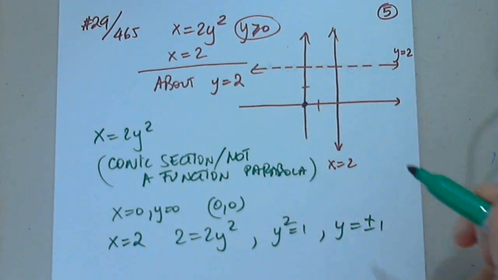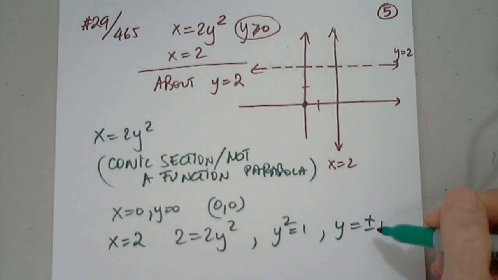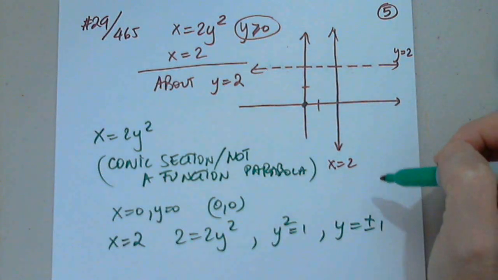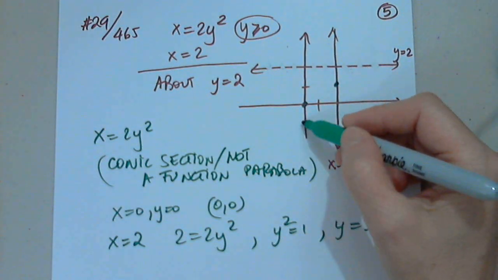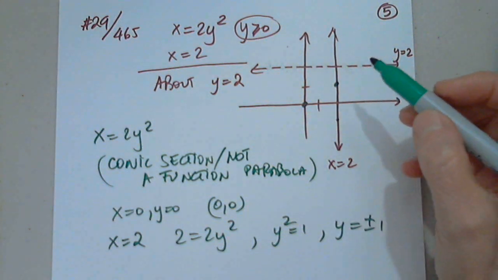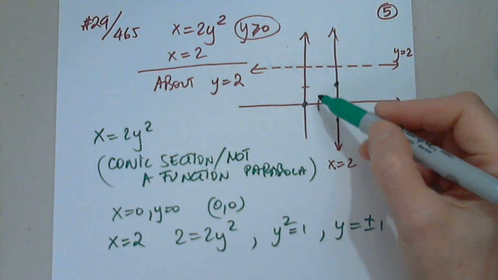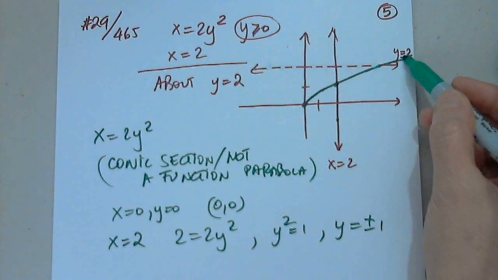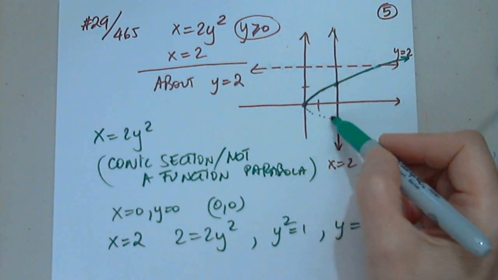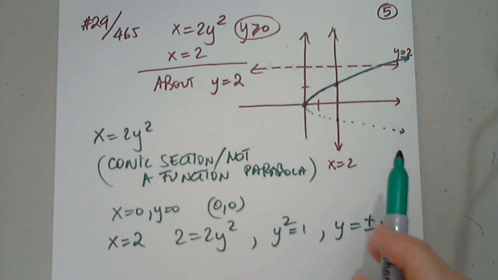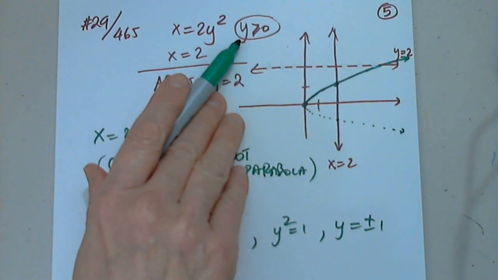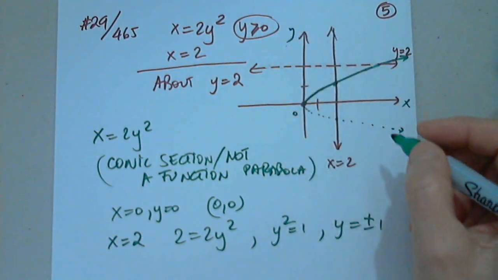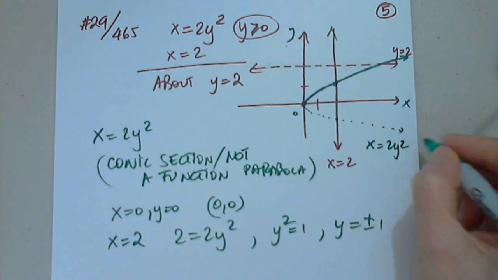It goes through 0, 0. It goes through, for x equals 2, positive 1 and negative 1. We only want the positive side. So the other side is not important because of this condition, only y positive. So this is x equals 2y squared.